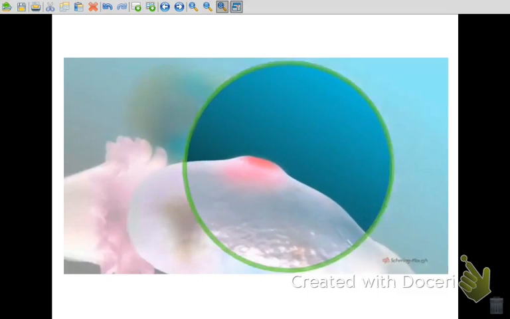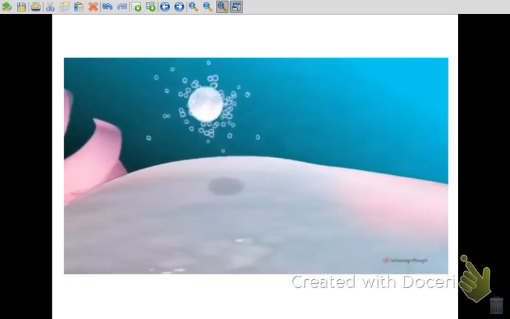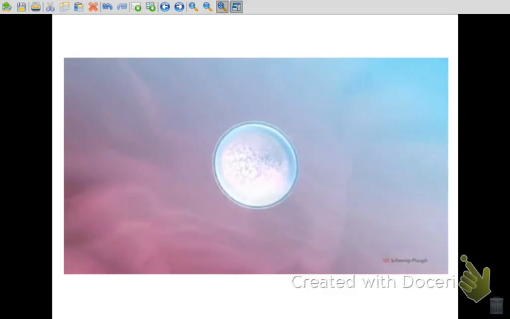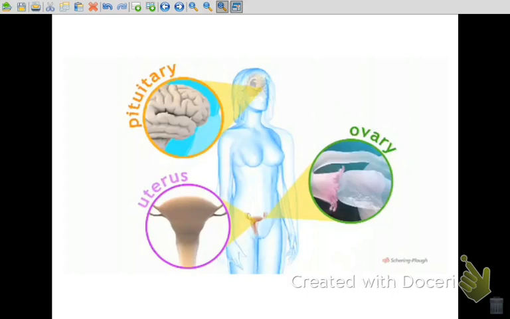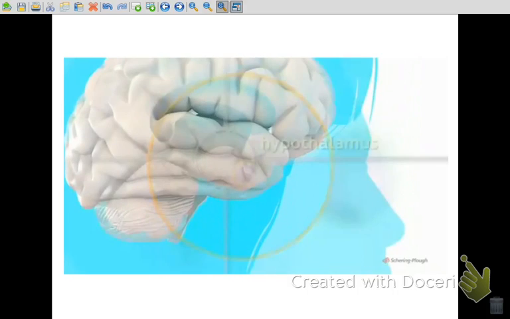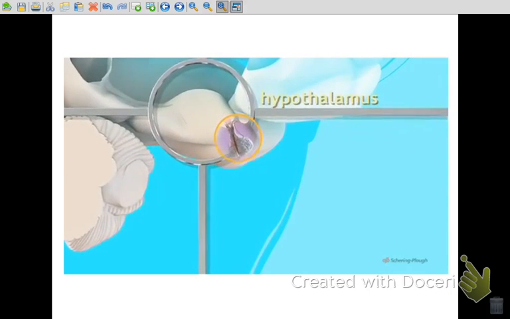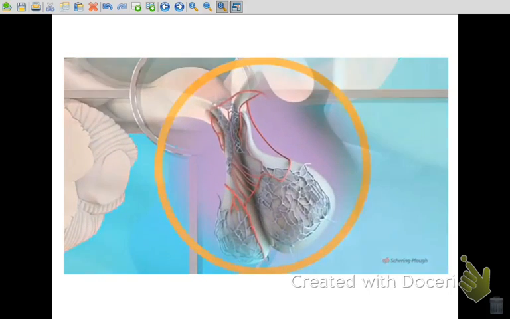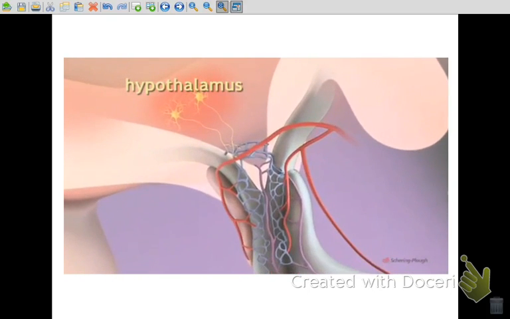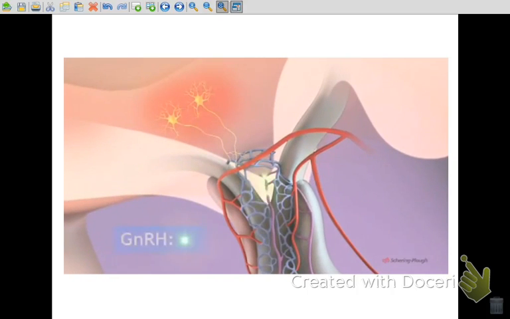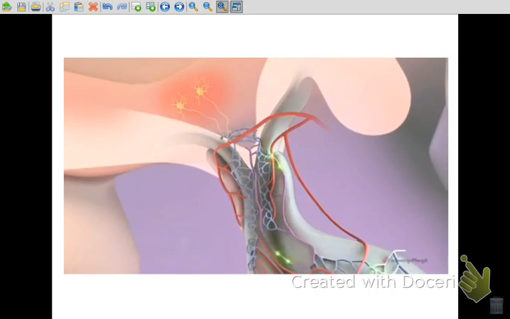Each month, one or other ovary releases a single egg, an event known as ovulation. It is brought about by a series of complex interactions between the pituitary gland, the ovaries, and the uterus. The pituitary gland is itself under the control of this small area of the brain known as the hypothalamus. A new menstrual cycle begins when the nerve cells of this center secrete a hormone called gonadotrophin-releasing hormone, GnRH, into the network of blood vessels which surrounds the pituitary gland.